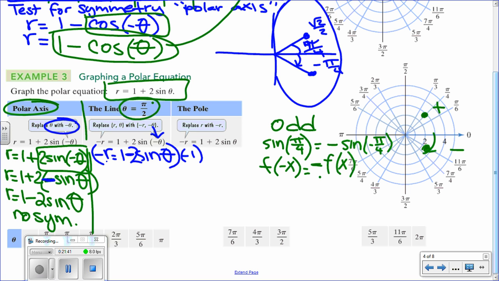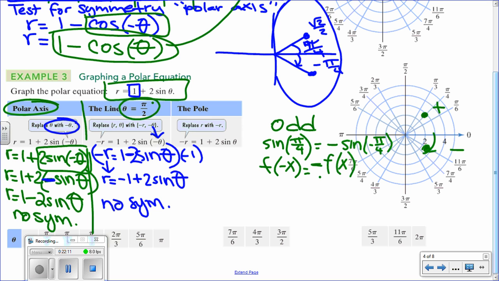So this negative r turns to positive r, the positive 1 turns to -1, and the -2 turns to positive 2. Now when we compare it to the original, is it exactly the same? No, almost, but not really, because of the constant. So we say no symmetry.